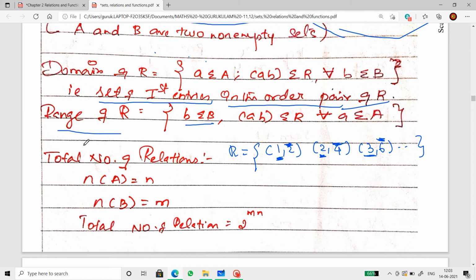Alright, now the total number of relations. How many relations are possible when you have a set A which has n elements and a set B which has m elements? The maximum possible number of relations is 2 to the power of mn. This comes as a 1 mark sum. Okay. Now, let's go in deep to understand domain, range, and one more topic called codomain.